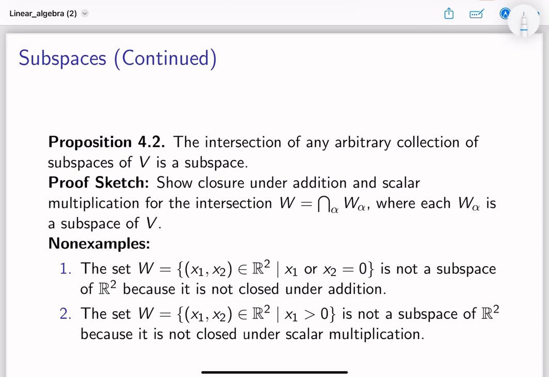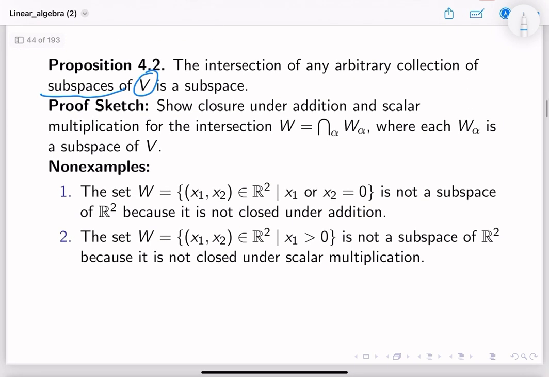Here's the property. The property says that if you fix a vector space V and take any collection of subspaces, many subspaces, and take their intersection, then that intersection is itself a subspace, right? So let me state this. Well, it's stated. Let me prove it. So let me just write here the proof of proposition 4.2.